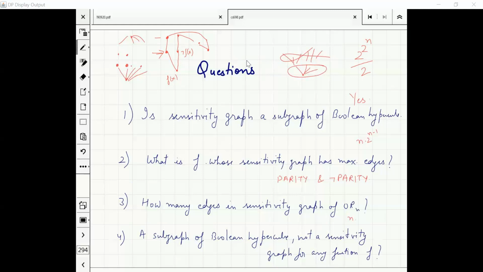And how many sensitivity graphs are there? How many edges are there? Like 2 to the power n times 2 to the power n minus 1. So how many subgraphs are there? 2 to the power this number. Correct, which is much bigger than this. So clearly there are subgraphs which are not sensitivity graphs of any function. This is just by counting.